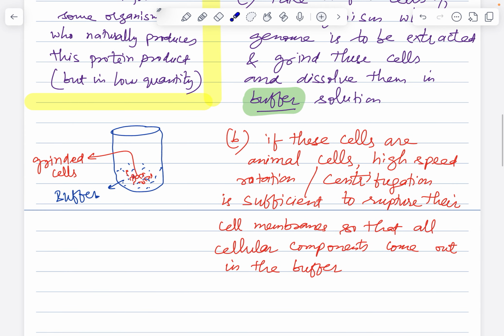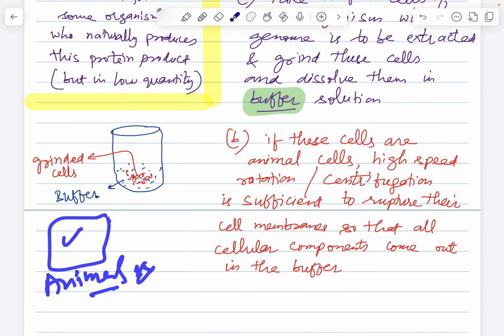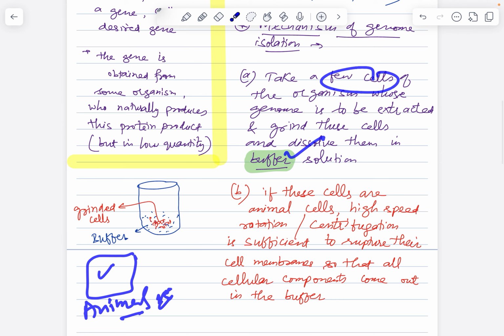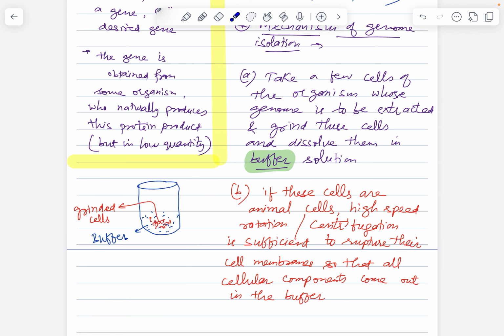So if it's an animal cell whose genome you're extracting, because your desired protein product is being produced by some animal and you want that protein product at mass scale, for example, you want insulin, and insulin is basically produced by what? Every organism from its pancreas, but everyone produces insulin for their own purposes only, not for humans. So what you need to do is take a small piece of pancreas of an animal, and that small piece of pancreas is dissolved in the buffer and then centrifuged so that all the components will come out in the buffer.